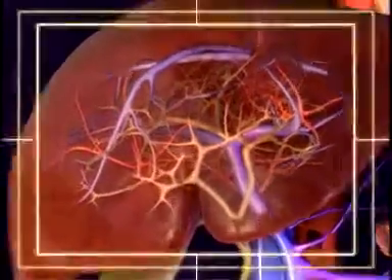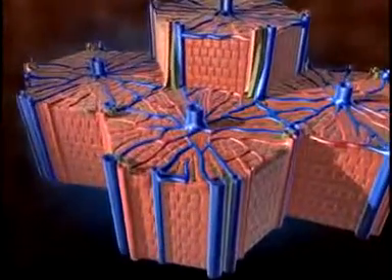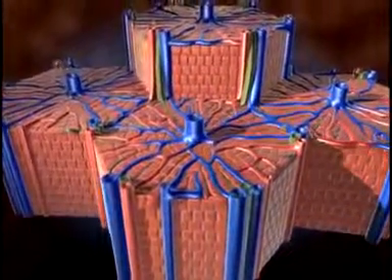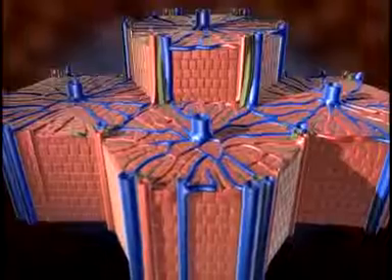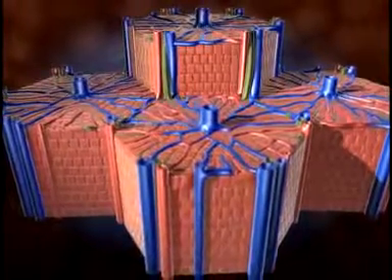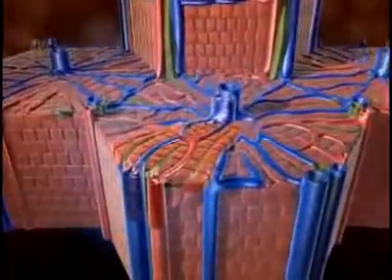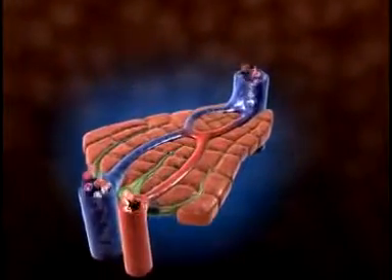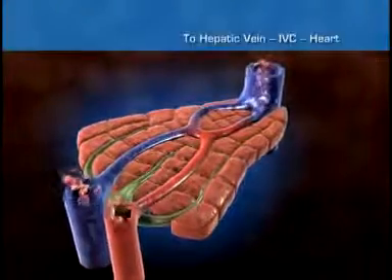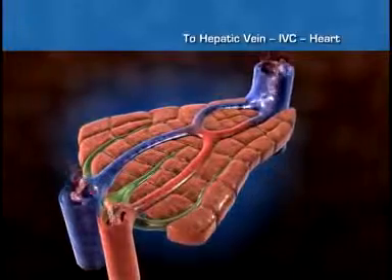The functional units of the liver are cylindrical structures called lobules, of which there are approximately 50 to 100,000 in the liver. Each lobule is organized around a central vein that empties into the hepatic veins, and from there into the inferior vena cava, which is a large vein that brings blood from the lower half of the body to the heart.